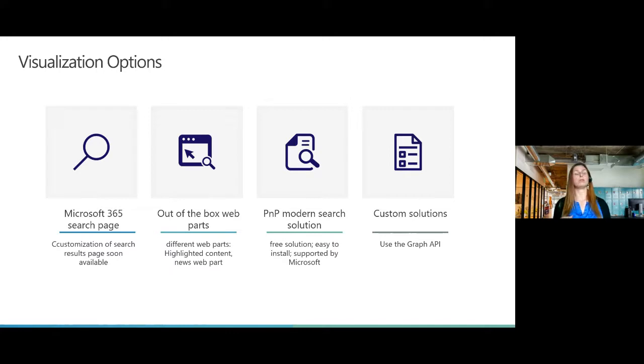So you are able to access the Graph API with REST and create your own custom solution with the SharePoint framework. And all developments you're doing in SharePoint framework, as well as the TNT Modern Search solution, you can also use in Microsoft Teams.